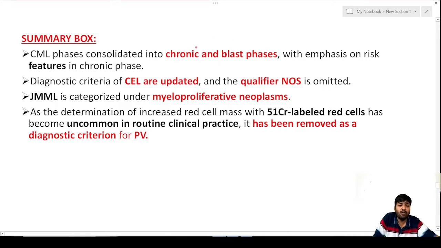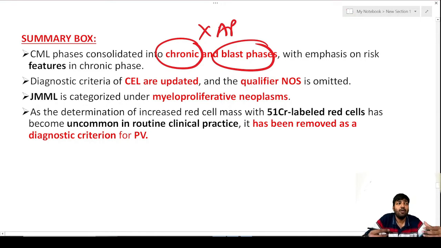CML phases have been consolidated into chronic and blast phases. No AP phase there. In fact, more importance is placed on recognizing resistance to tyrosine kinase inhibitor therapy. So we have to detect the mutations as well as the cytogenetic alterations that lead to resistance to therapy. That is more important as compared to recognizing the AP phase.